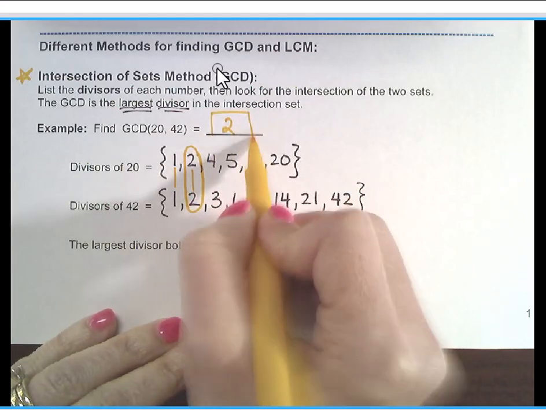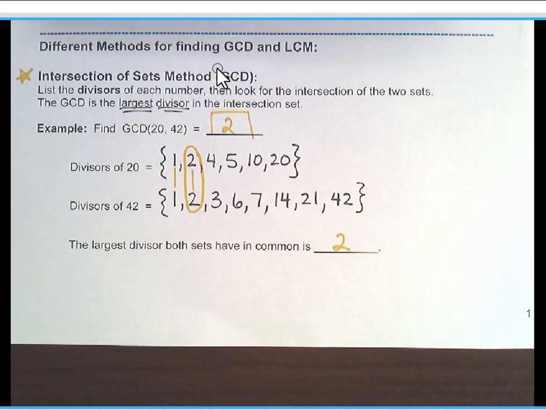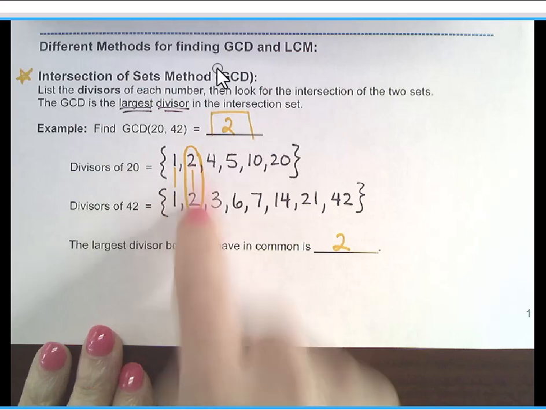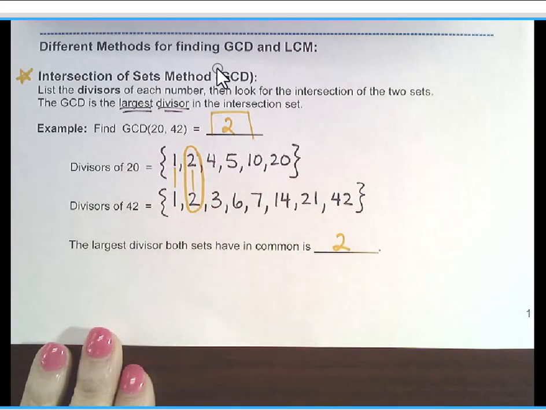Your final answer is just a number. So that's how you find the greatest common divisor. You have to list out all the divisors, and you look for the intersection of the sets. You pick the biggest one.